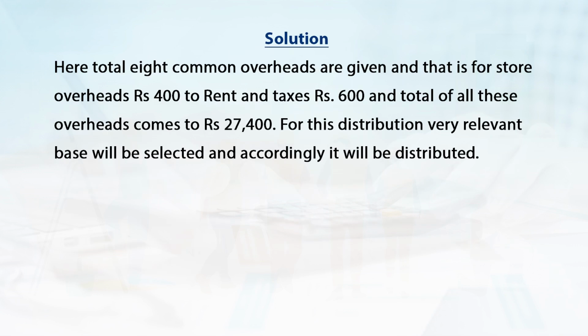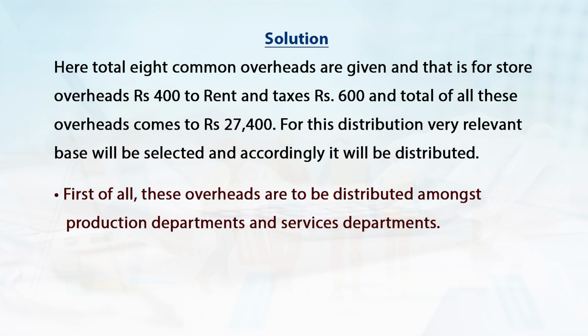Now let's solve this problem. Here a total of 8 common overheads are given, from stores overhead rupees 400 to rent and taxes rupees 600, and the total of all these overheads comes to rupees 27,400. For this distribution, a very relevant base will be selected and accordingly it will be distributed. First of all, these overheads are to be distributed amongst production departments and service departments.